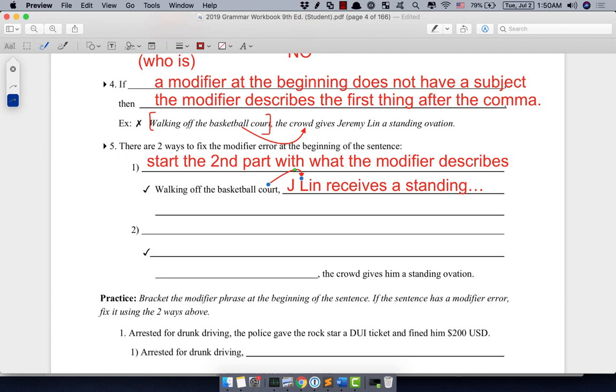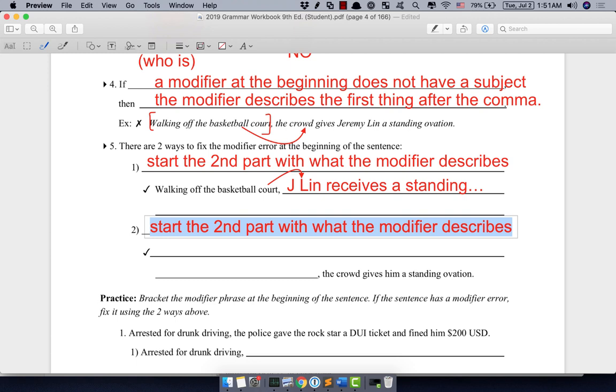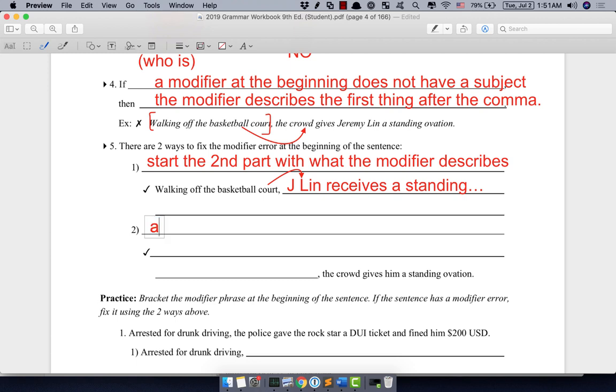Now, what is the second way? If you really love the second part of the sentence, you want to keep that part, the crowd gives him a standing ovation, what can you do to the first part? We can add the subject of the modifier to the first part. Okay, I think that makes sense. So add the subject of the modifier to the first part.